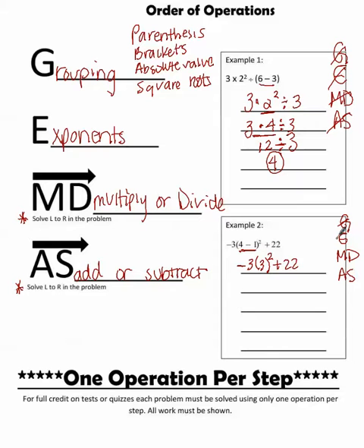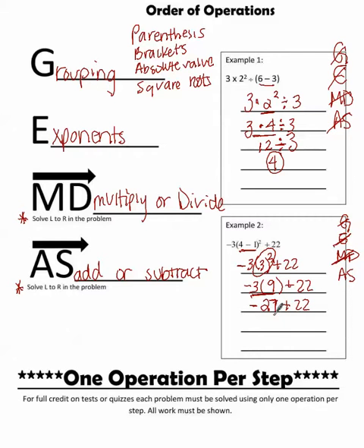So now I need to do exponents. So that's 3 squared, which is 9. Notice I'm keeping the parentheses there each time. So now I have negative 3 times 9 plus 22. My exponents are gone, so I'm going to cross that out. So I'm going to multiply or divide from left to right. So right here, negative 3 times 9 is negative 27 plus 22. I have no more multiplication or division, so I'm going to cross that out.